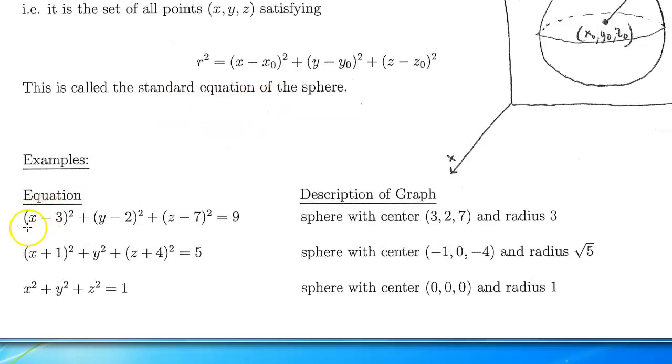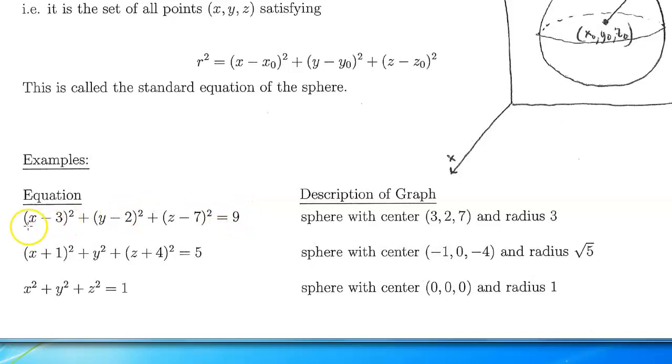Okay, so let's look at some examples down here. So remember, the x naught, y naught, z naught, those are just numbers. So down here in this example, those would be 3, 2, 7. And I've written the r squared here on the right-hand side. So the r in this case would be 3. So this equation here, all the points x, y, z that satisfy this equation, they would be a sphere.